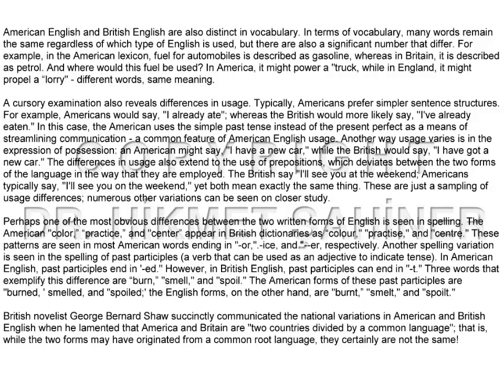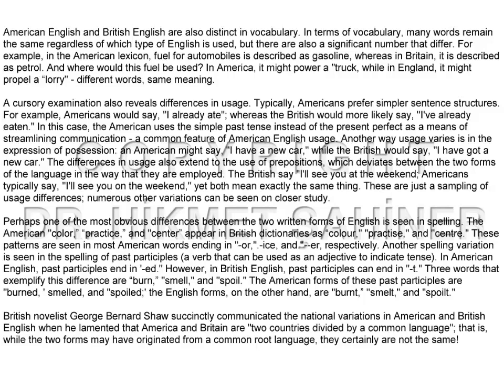Another way usage varies is in the expression of possession. An American might say, "I have a new car," while the British would say, "I have got a new car." The differences in usage also extend to the use of prepositions, which deviates between the two forms of the language in the way that they are employed. The British say, "I'll see you at the weekend." Americans typically say, "I'll see you on the weekend," yet both mean exactly the same thing. These are just a sampling of usage differences. Numerous other variations can be seen on closer study.